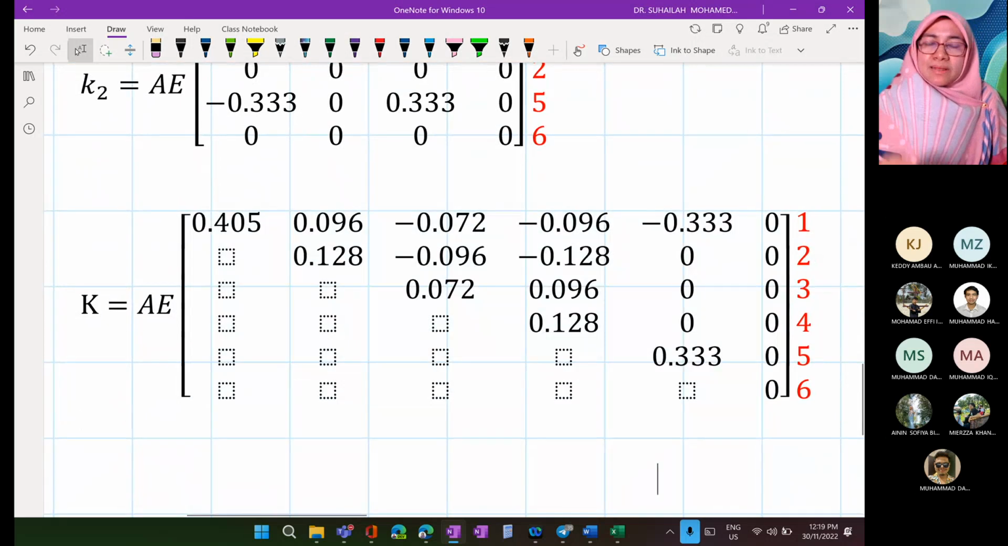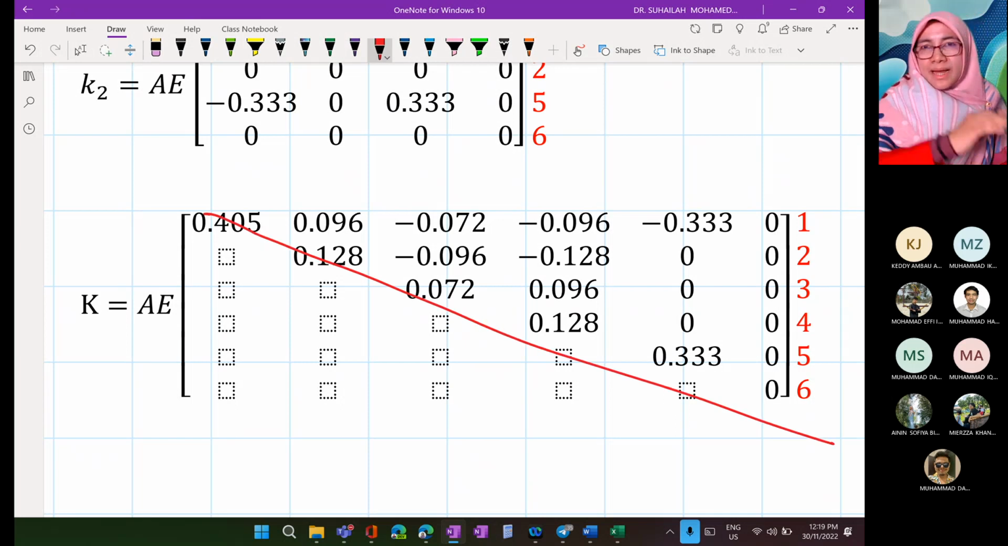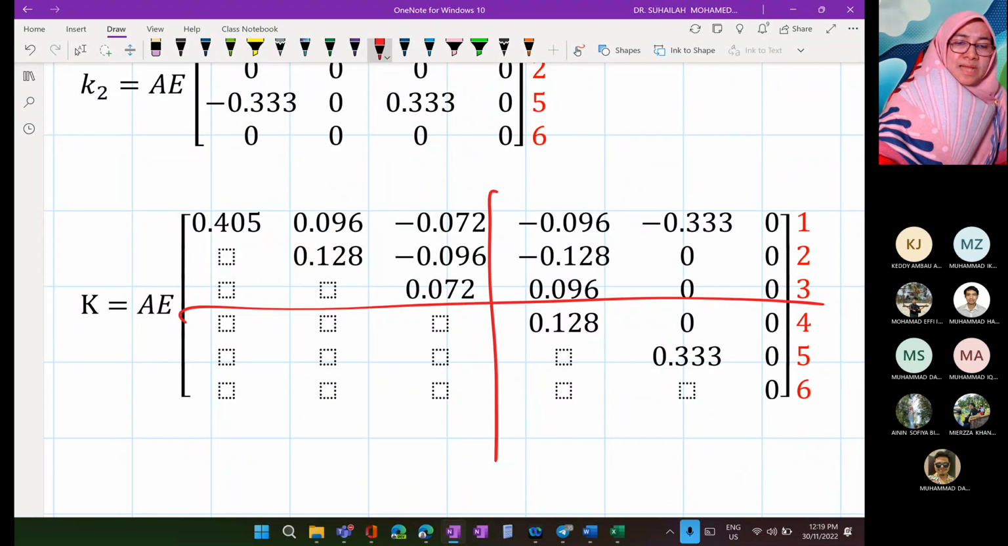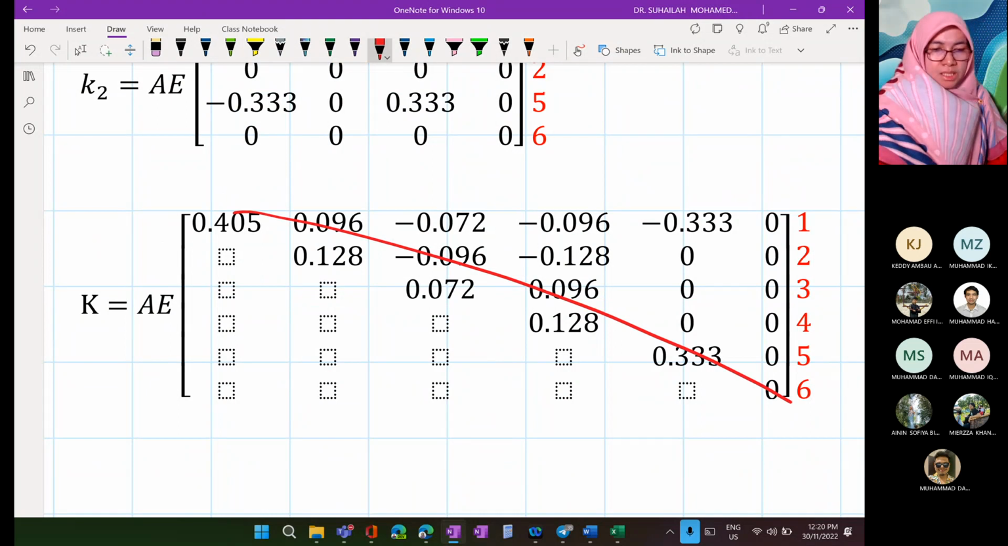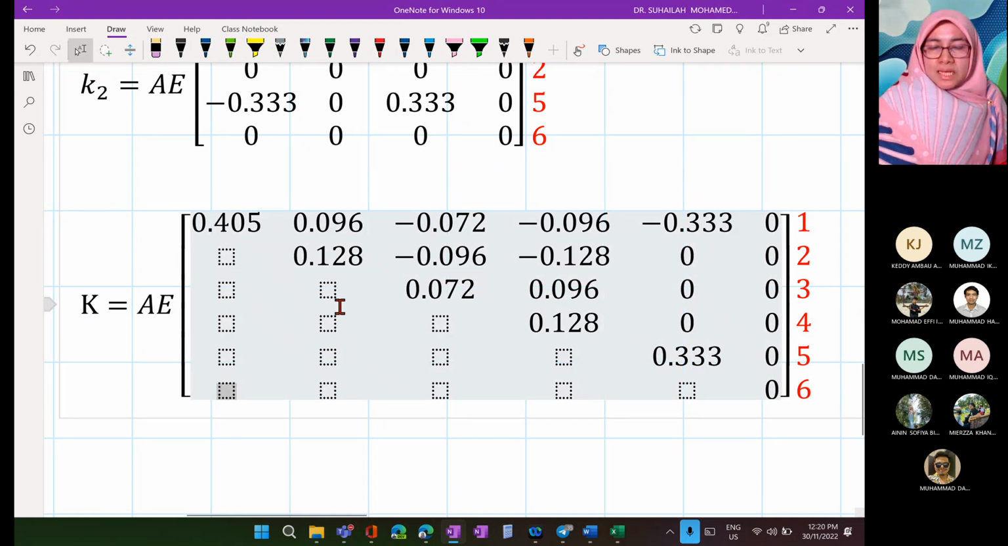Okay, this is a matrix. The matrix is symmetric, so we can write the stiffness matrix like this. Symmetry is in this direction, along the diagonal. Okay, so this is the structure stiffness matrix for the truss.